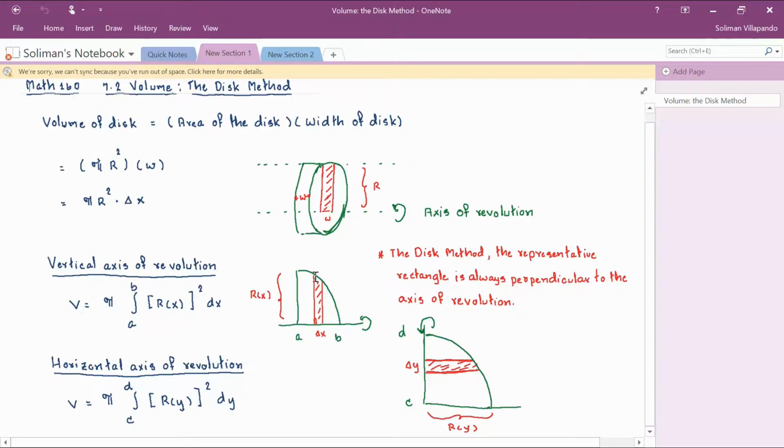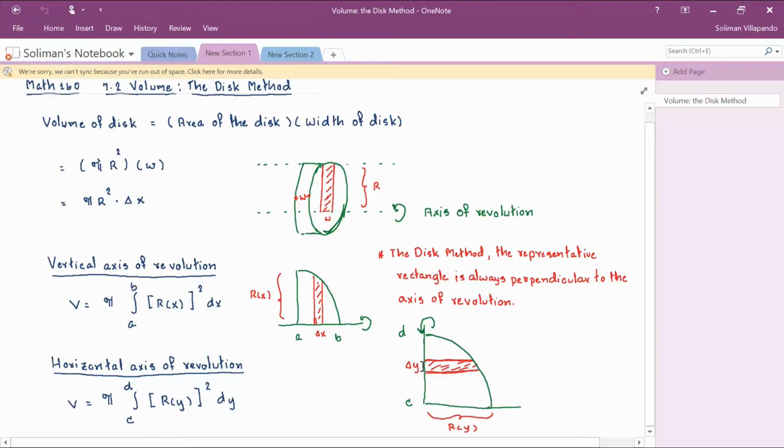For the disk method, the representative rectangle is always perpendicular to the axis of revolution. As you can see here, we have a horizontal axis of revolution, so the rectangle is perpendicular to it. However, if you rotate about the y-axis, the formula for the volume will be pi times an integral from c to d, because we rotate about the y-axis.